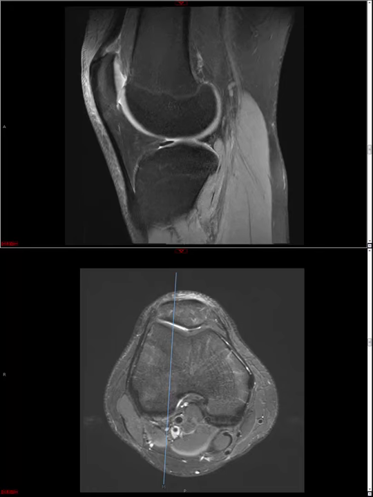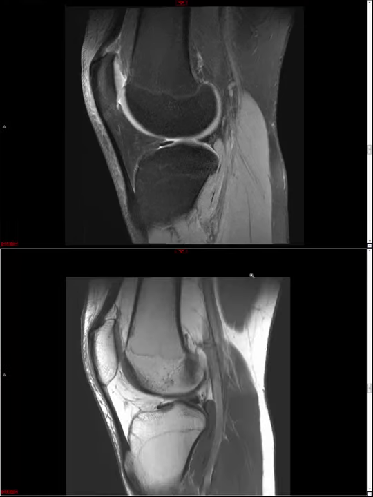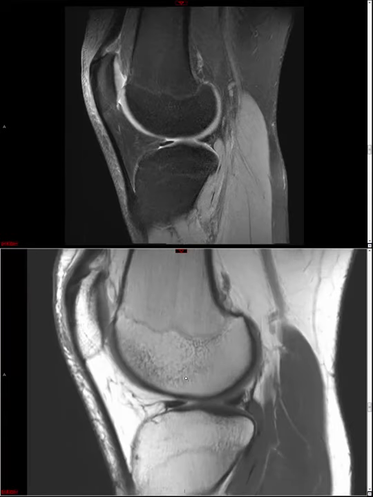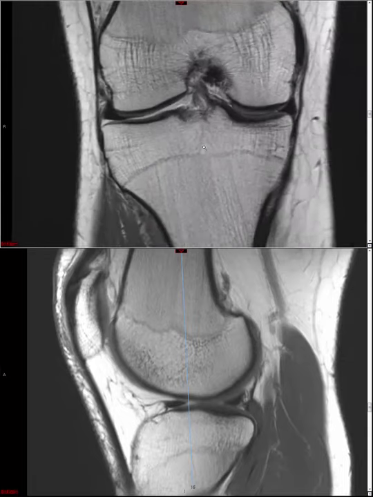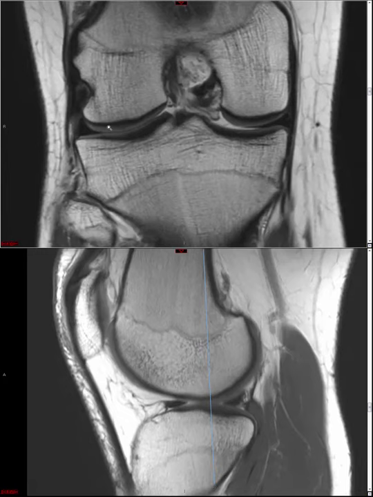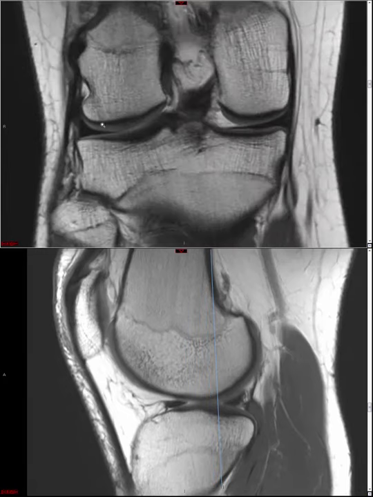I do want to point out that the cartilage is actually not perfectly homogeneous in signal. There's in fact a gradient effect. So the deeper you go, the lower the signal the cartilage gets. And I think it's nicely shown in this coronal non-fat sat. So it's important to be aware that some of this black here is actually still cartilage, all right?